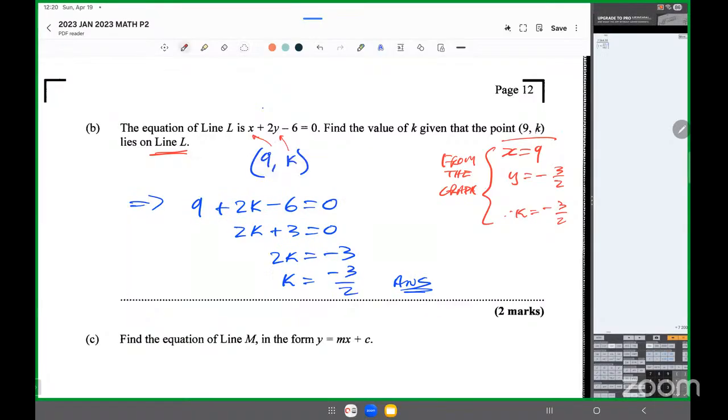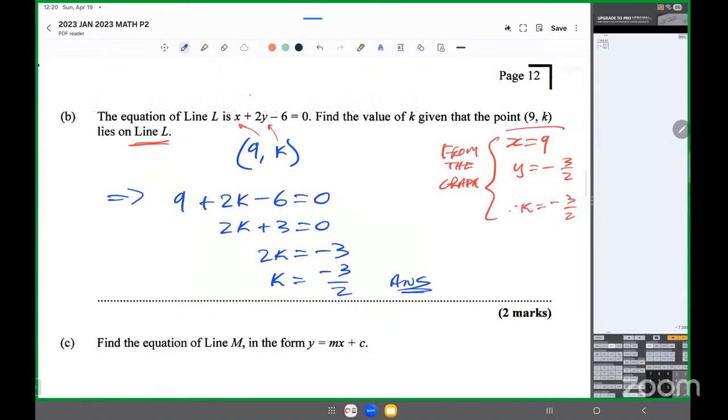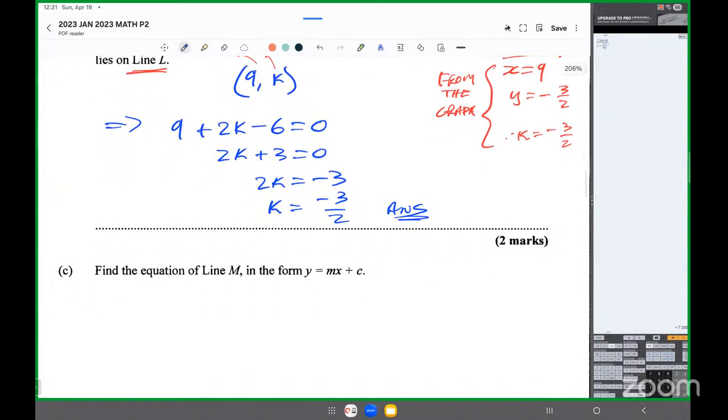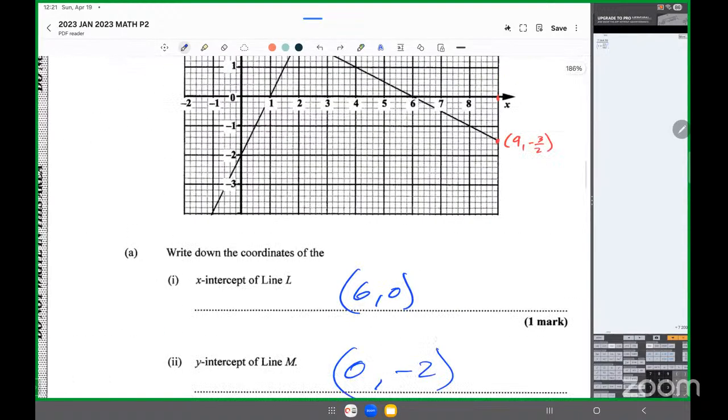All right. Just substitute the coordinates into the equation. Next one says, find the equation of line M in the form y equals mx plus c. So when we work on line M on the graph, we don't have to calculate now because we have the graph. You can count off the gradient and see the y-axis intercept on line M.